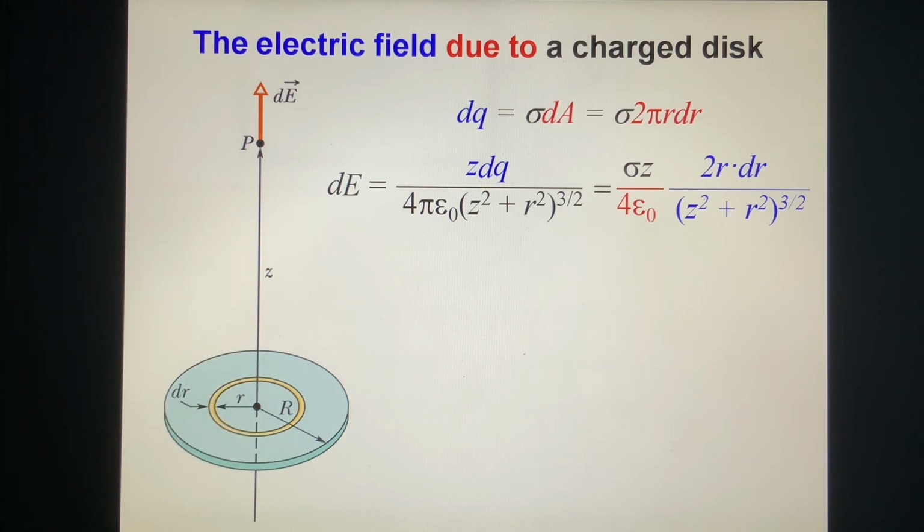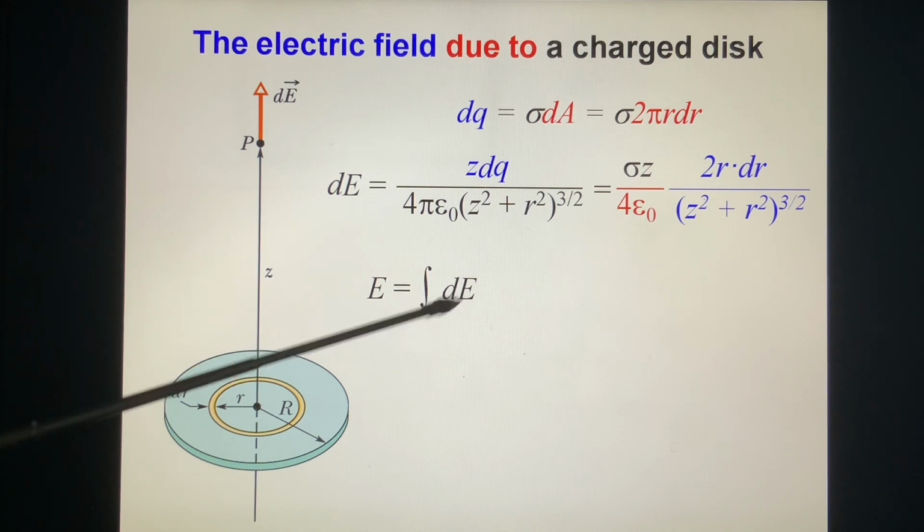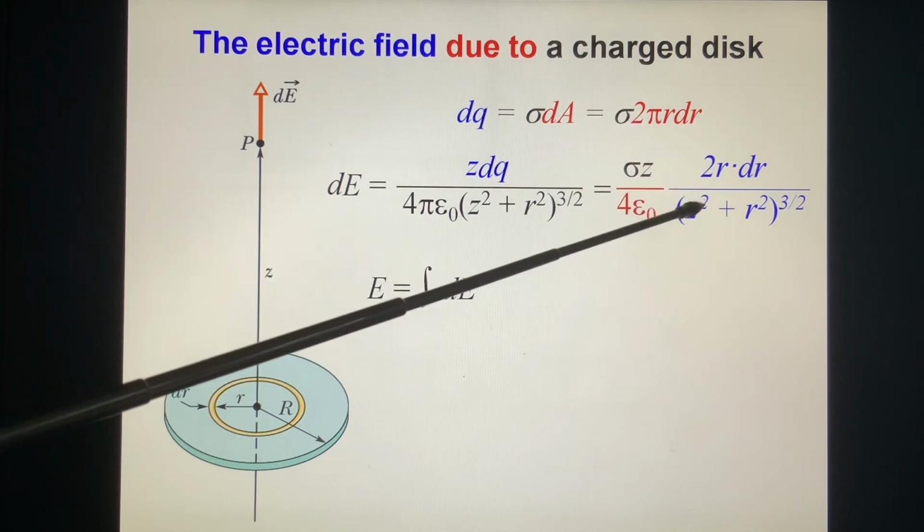And we have many rings. By symmetry, all the E fields are along the axis. So the total E of this electric field produced by the different rings is the sum of dE, or the integration of dE. Because they are in the same direction, you just add them together. Okay, you do the integration of this one.